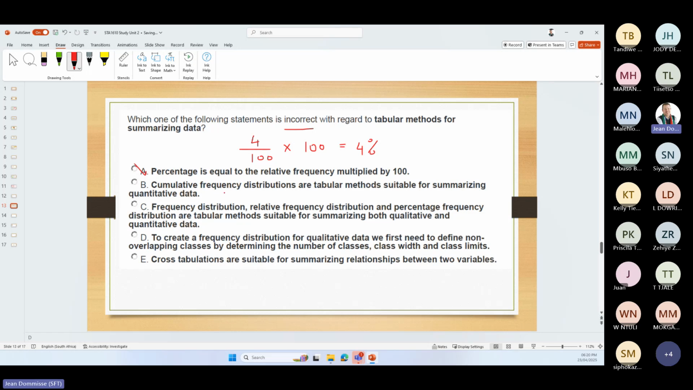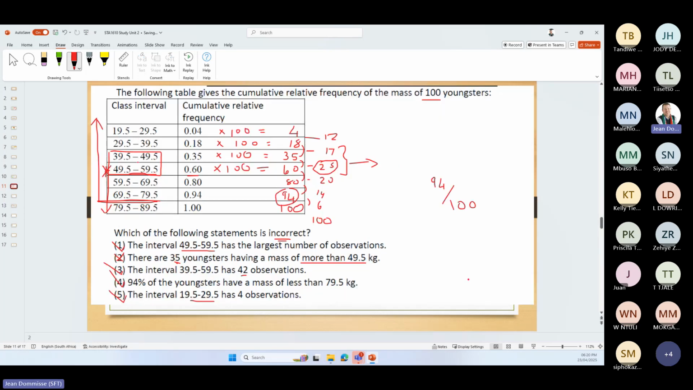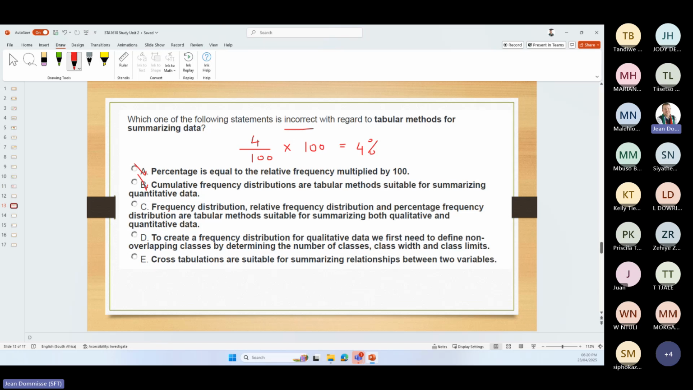Cumulative frequency distributions are tabular methods suitable for summarizing quantitative data. Perfect. So we looked at this. It was quantitative data. We can very easily summarize it with the frequency table. Frequency distribution, relative frequency distribution, and percentage frequency distribution are tabular methods suitable for summarizing both qualitative and quantitative data.